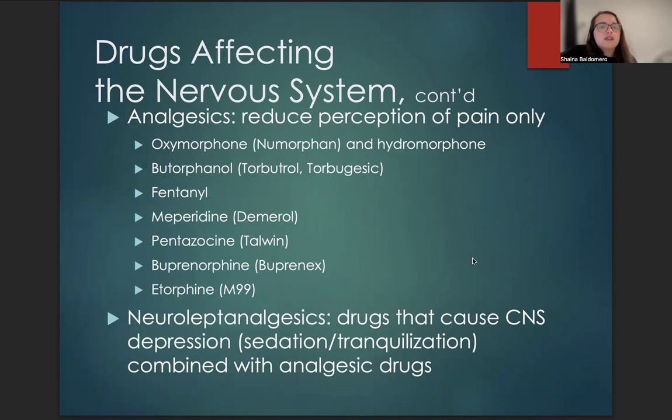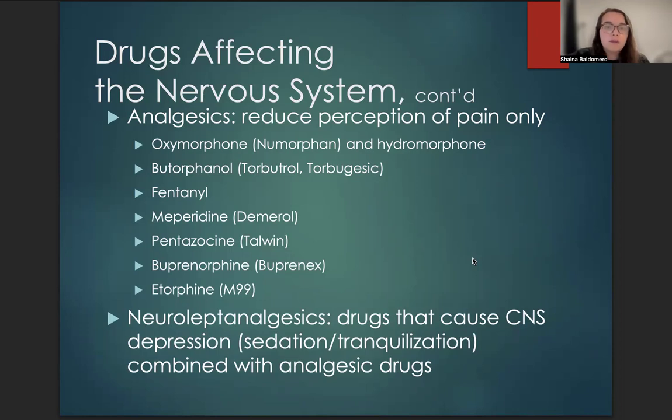Now, some more medications. These are analgesics. So these reduce the perception of pain only. So these are pain medications. These are my narcotics. These are my controlled substances. So that's going to be like oxymorphone, butorphanol or torb, fentanyl, Demerol, Talwin, Buprenex or buprenorphine, dexmedetomidine.